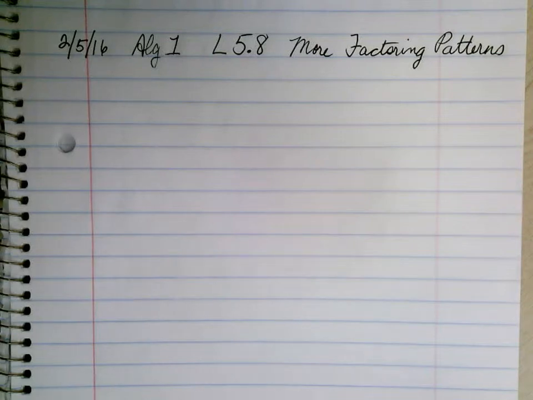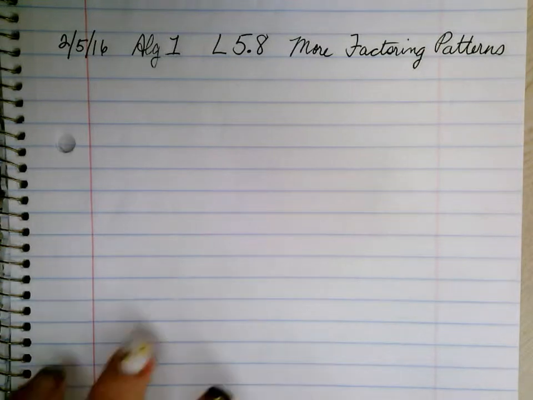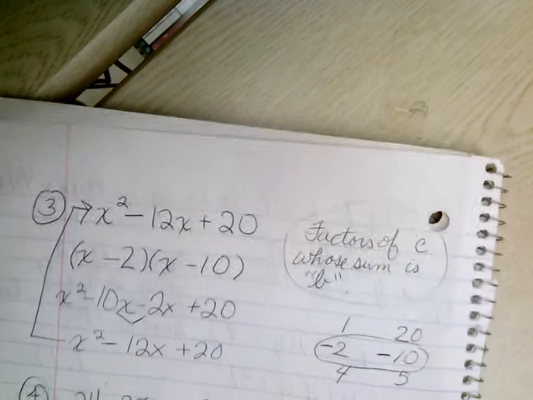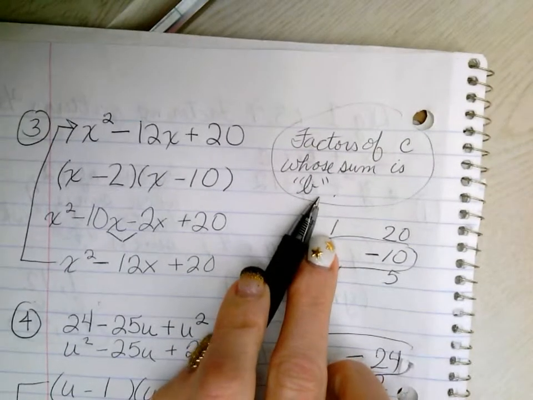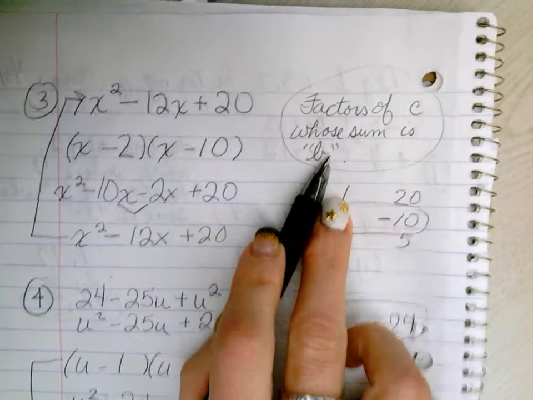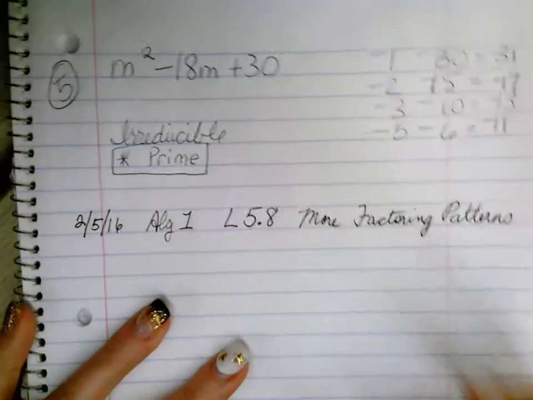So today we're doing lesson 5.8, which is, as I said to you before, really a continuation of 5.7. And the way I teach 5.7 leads directly into 5.8 now. If you recall, the verbiage I used from lesson 5.8 was factors of C whose sum is B. Okay? Let's write it again.